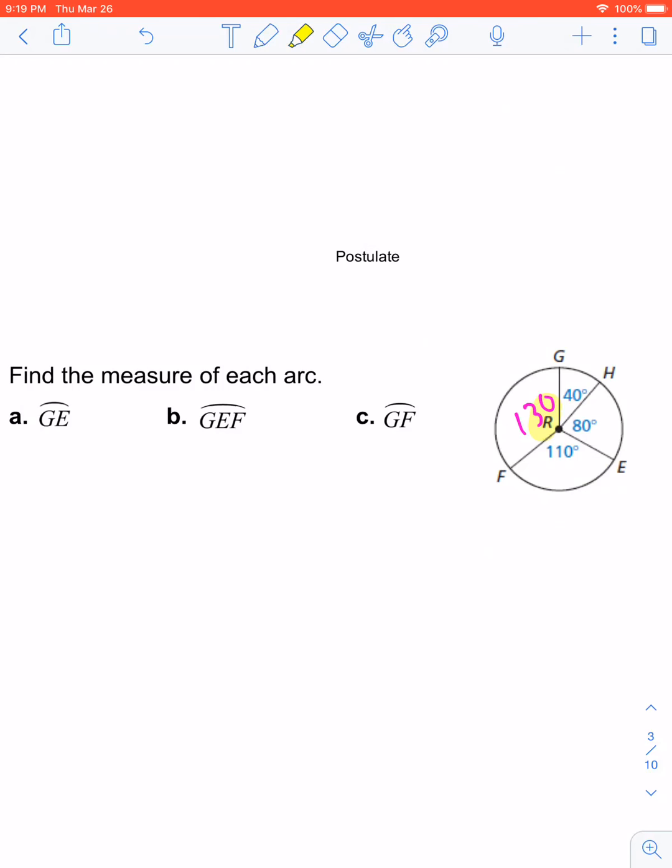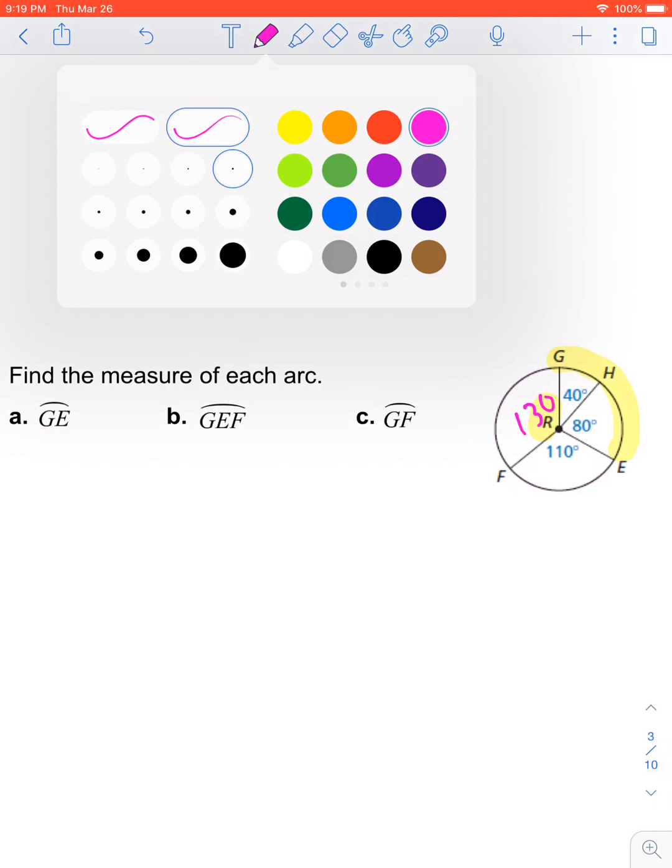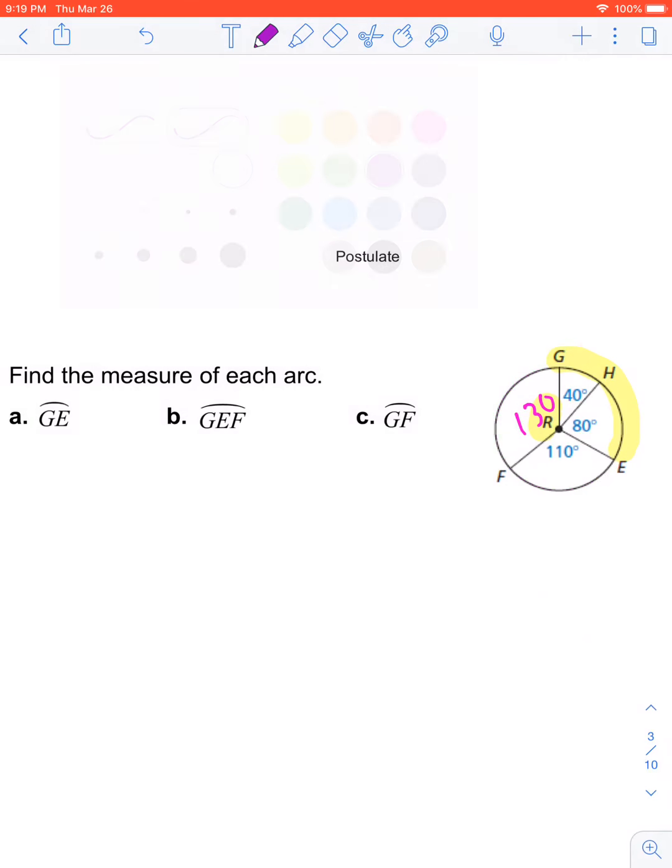All right, they want you to find GE, G to E. I'm not going to go the opposite direction because if I went the opposite direction, that would be a major arc. That would be over 180 degrees. And since there's two letters, I know I want the minor arc. Well, when I traced that, I went a distance of 40, and then I did 80. So 40 plus 80 gives me a total of 120 degree arc.